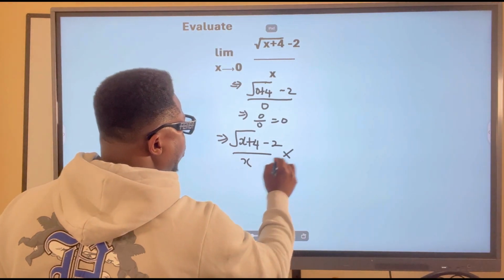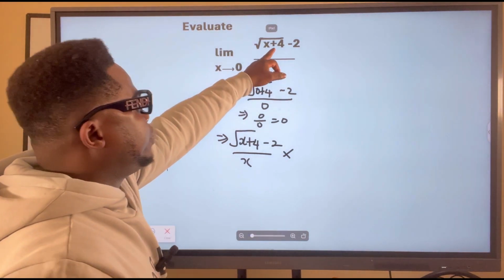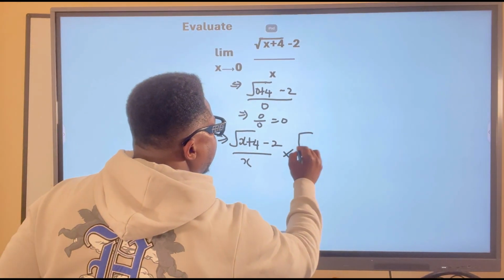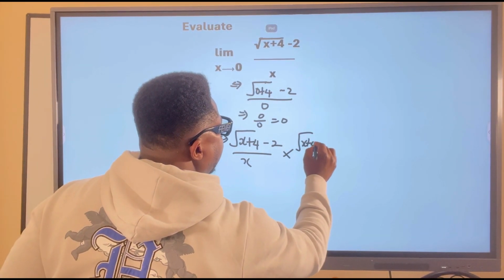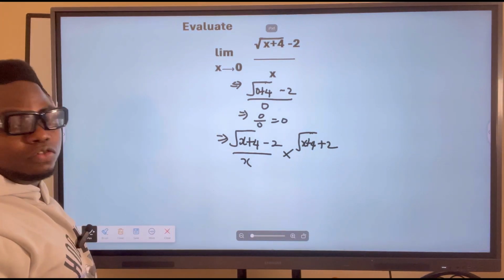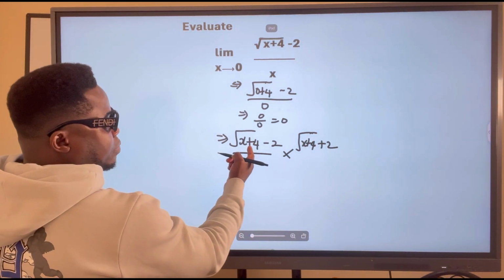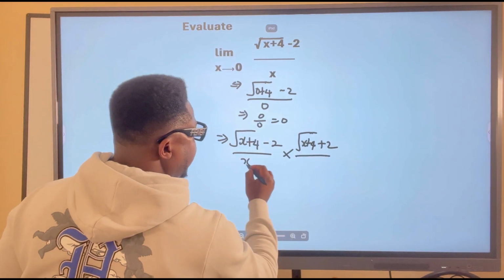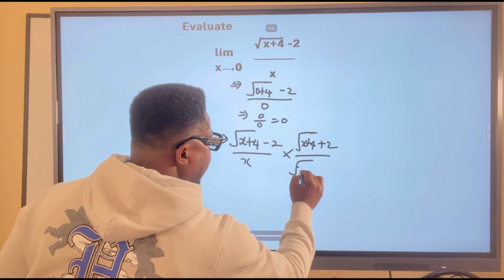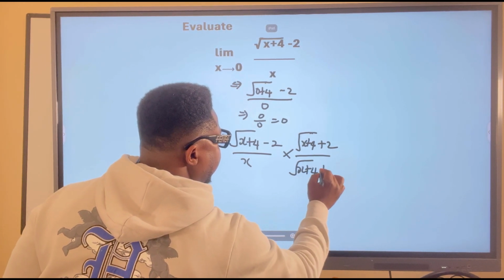Now this is going to be square root of x plus 4 minus 2, divided by x. So when I look for the conjugate of this radical expression, it is square root of x plus 4 plus 2. That is the conjugate. So I'm going to multiply it by this, and also multiply the denominator, which is x, by the conjugate.